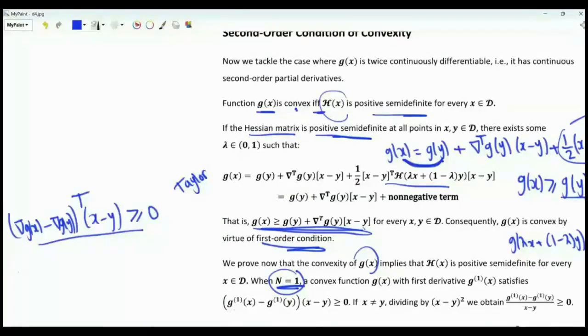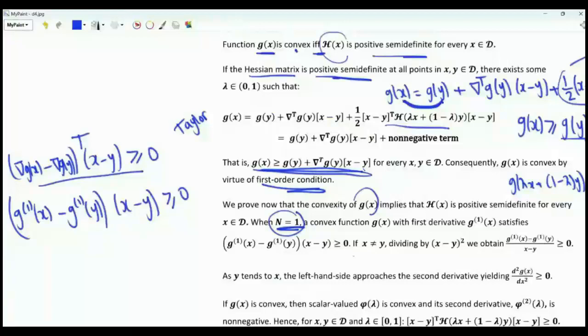This inequality can be written as the derivative of the function at x minus the derivative of the function at y, times x minus y, is non-negative. Suppose that x is not equal to y. Divide both sides of the inequality by (x minus y) squared, which is strictly positive.